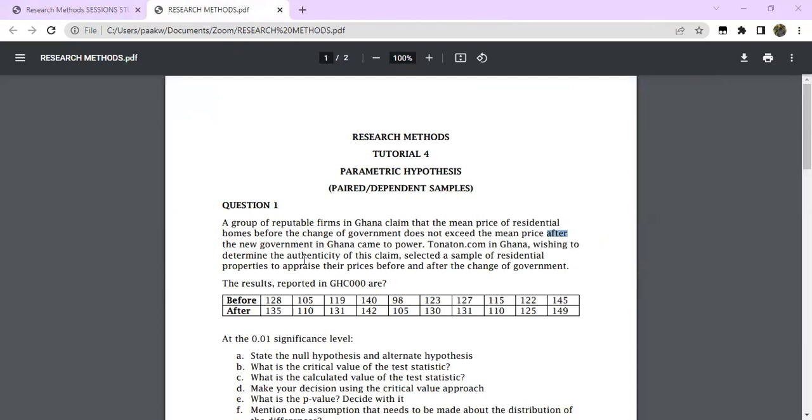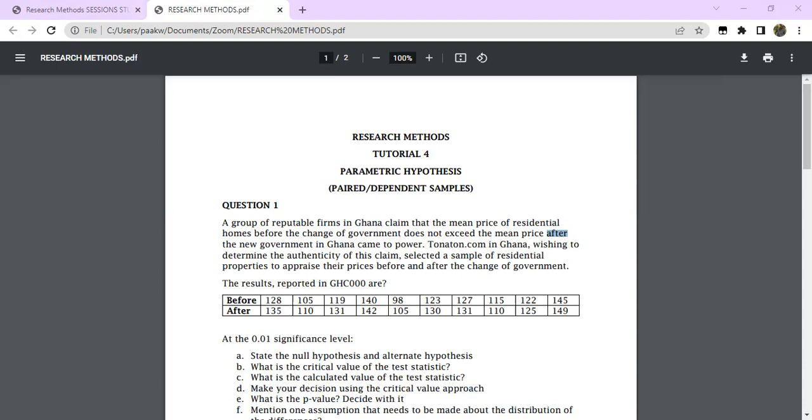So question 1. A group of reputable firms in Ghana claim that the mean price of residential homes before the change of government does not exceed the mean price after the new government in Ghana came to power. Toneton.com in Ghana, wishing to determine the authenticity of this claim, selected a sample of residential properties to appraise their prices before and after the change of government.